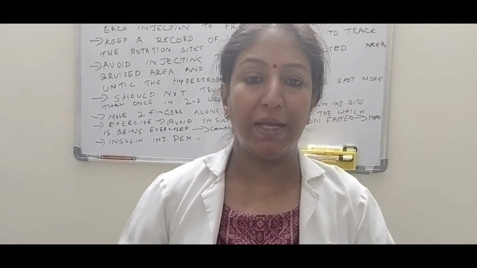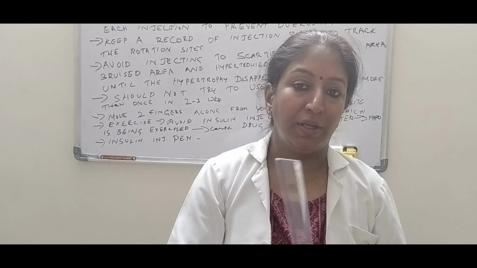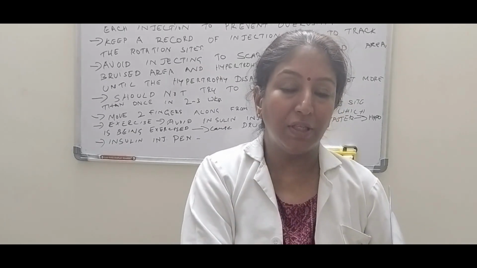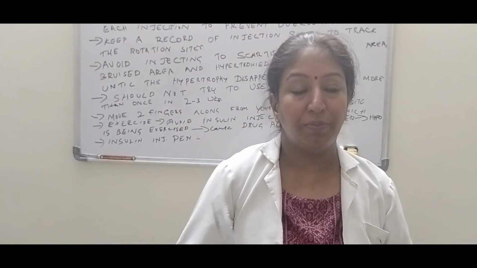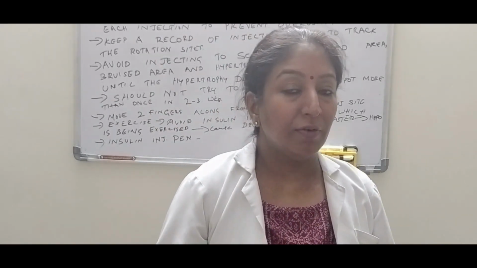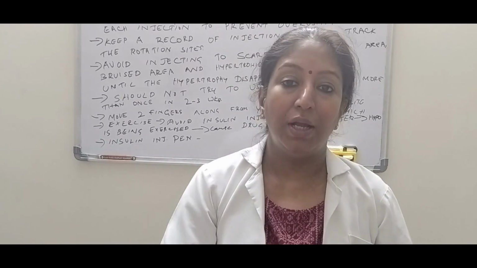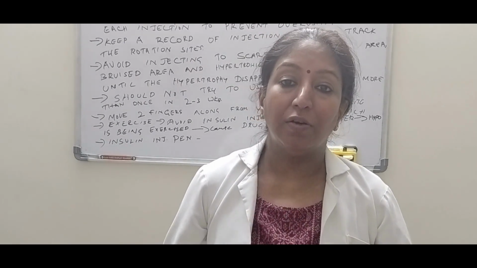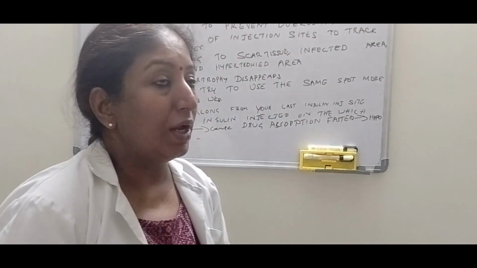The four anatomical sites: first is the abdomen, back of the upper arm, front of the thigh, and upper outer region of the buttocks. And if you are taking the abdomen, make sure it is 2 inches away from the navel area. So these are the four anatomical sites for taking insulin injection.